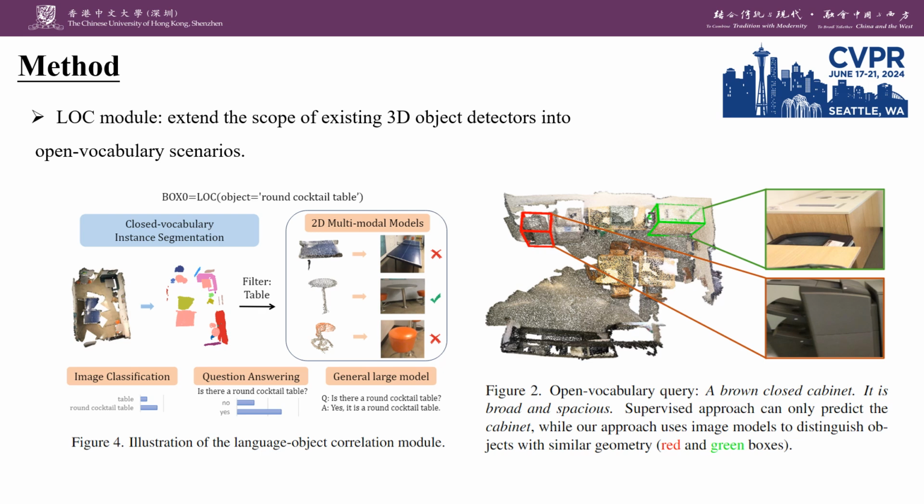The correlation module works through two main steps. First, it extracts potential object candidates from the 3D scene using conventional 3D object detectors. Then it refines these candidates by integrating text descriptions with visual features from 2D images. This dual approach ensures a more comprehensive understanding and accurate localization of objects, even in complex environments. And the right figures show that with this module, our approach achieves better open vocabulary visual grounding performance than supervised approaches because their vocabulary is fixed.